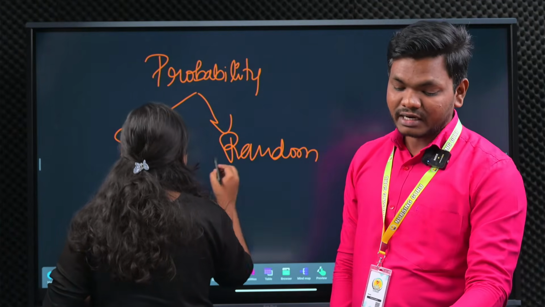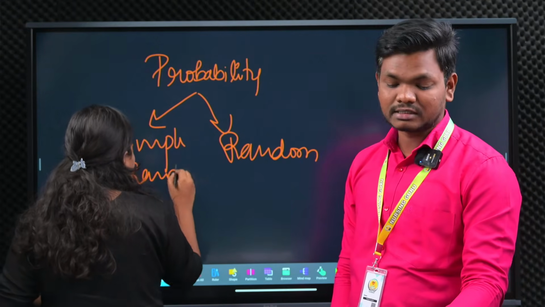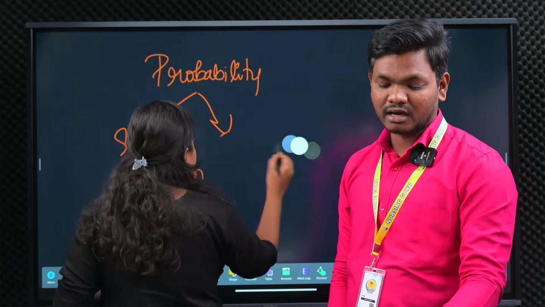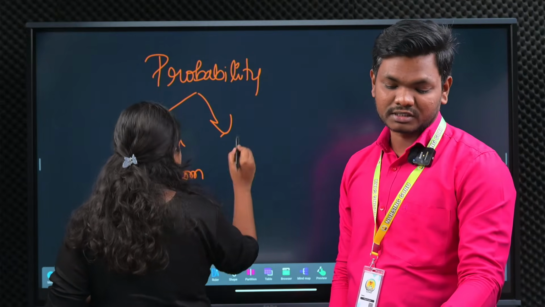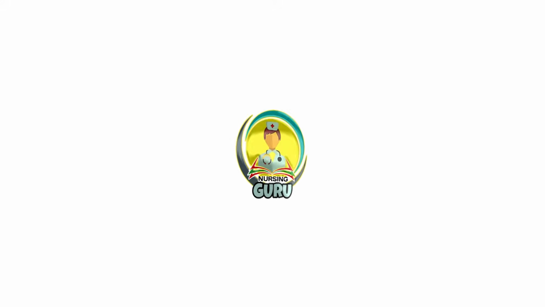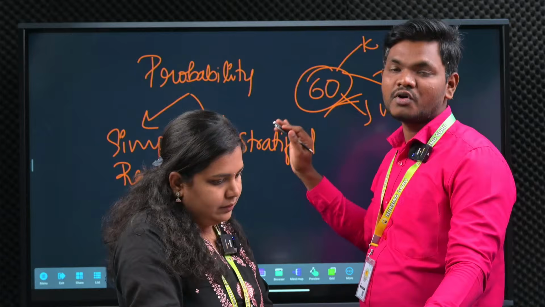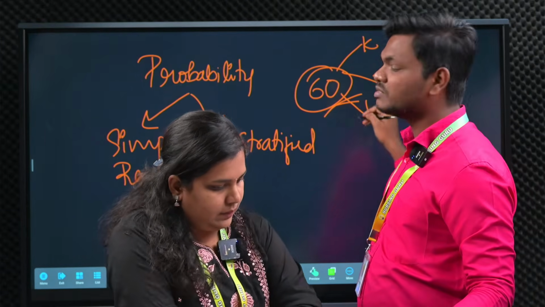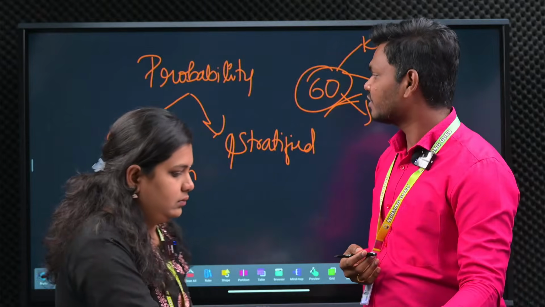Then stratified sampling. In stratified sampling, the population is divided into homogeneous subgroups. We are making divisions within those 60 students, for example state-wise. The 60 students will not all be from the same state; some will be from Kerala, some from Tamil Nadu, some from West Bengal. When we divide into subgroups and select from each subgroup, that is known as stratified sampling technique.